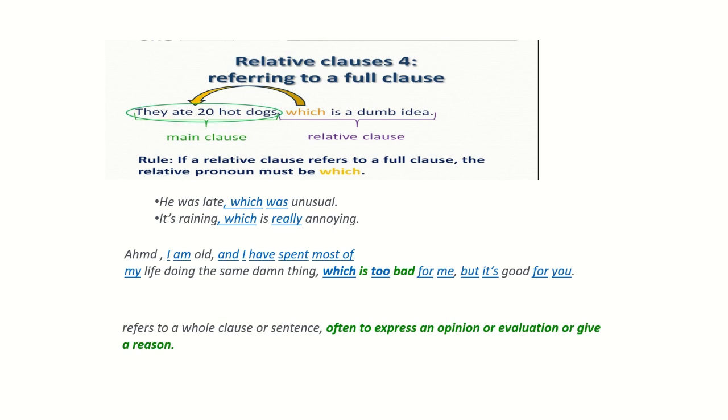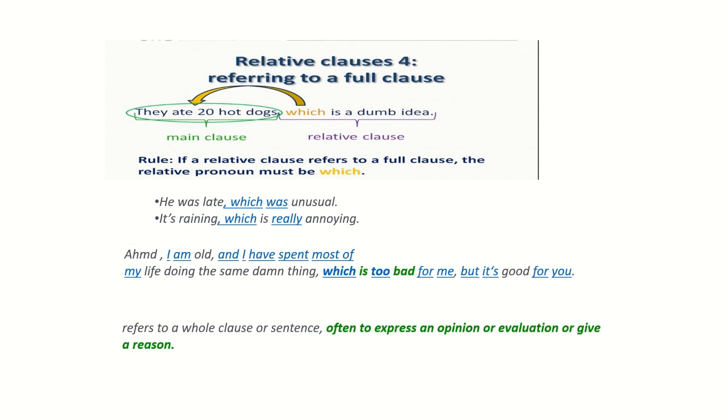Sometimes I have a relative clause that refers to a whole idea, referring to a full clause, to an idea, not to a specific noun. So, if a relative clause refers to a full clause, the relative pronoun must be which. He was late. I'm talking about this situation, which was unusual. Which here refers to the situation that he was late. It's raining. This situation is really annoying, so because of that I use which.